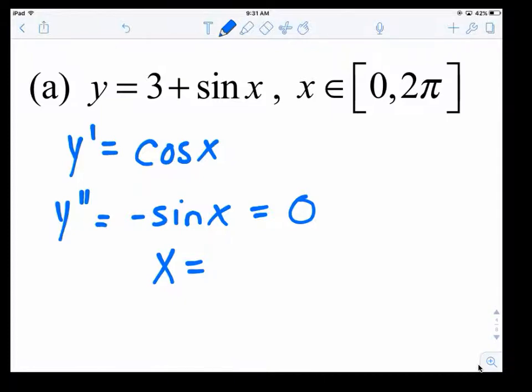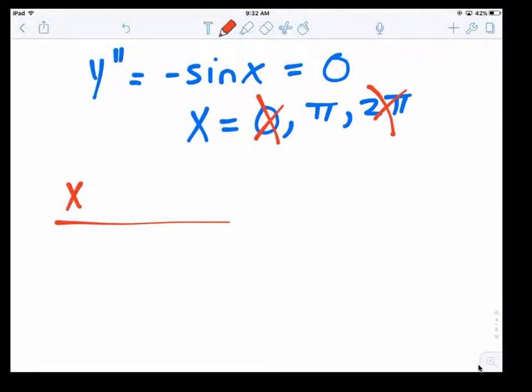So you would have what? 0, pi, and 2 pi, right? So which ones can we actually get rid of, though? I can get rid of these two because I'm only looking at a particular interval, and I can't look to the left of 0 because that's not part of my interval. I just start at 0 and end at 2 pi. So you don't really need to test them. The only one I really want to look at is x equals pi.